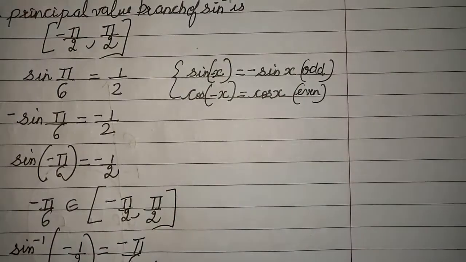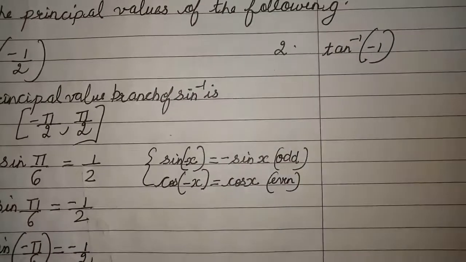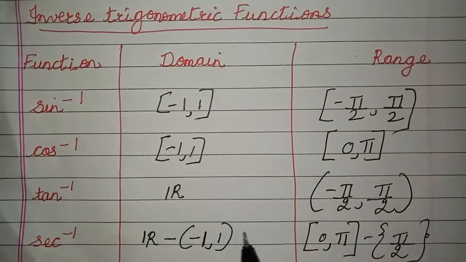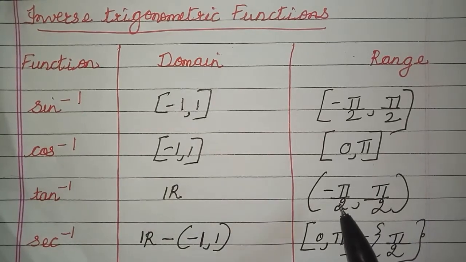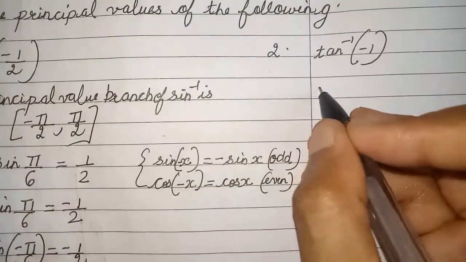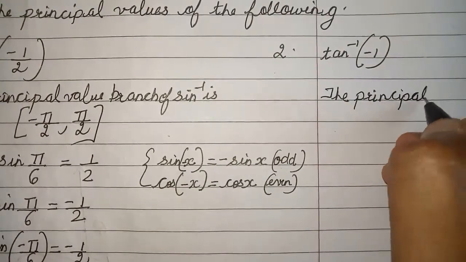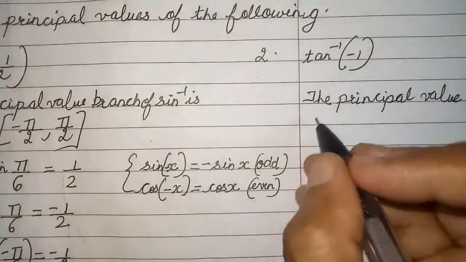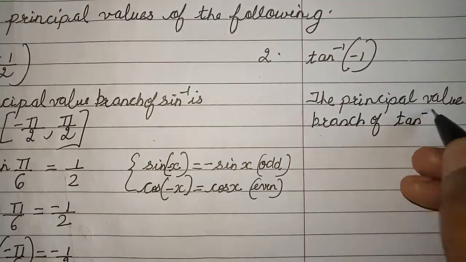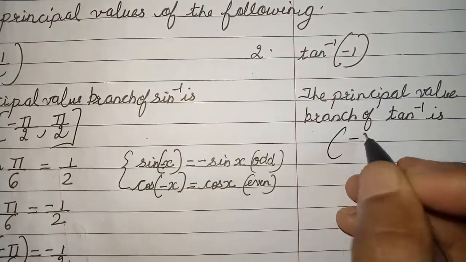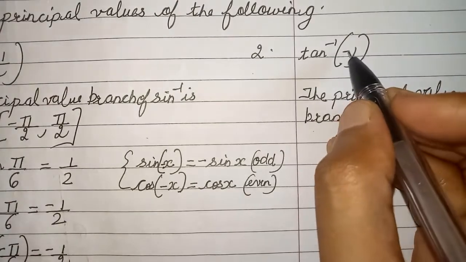Okay. Now the next one we are going to do is to find tan inverse of minus 1. So let us again come back to the table. The table says that tan inverse of any element from your domain should be in the open interval minus pi by 2 to pi by 2. So I will write here the principal value branch of tan inverse is the open interval minus pi by 2 to pi by 2. Now I don't know anything about minus 1.